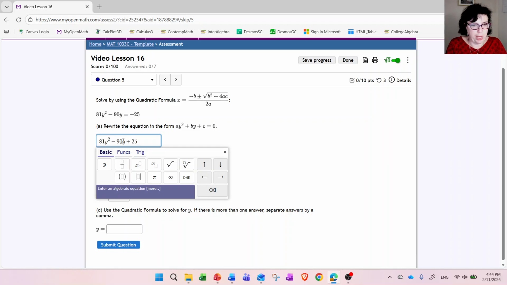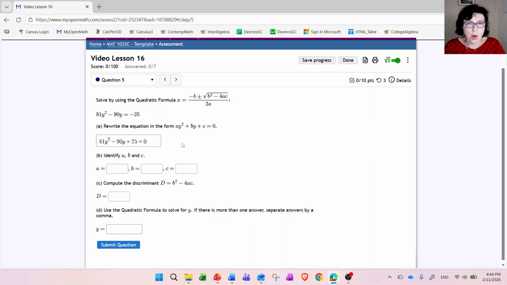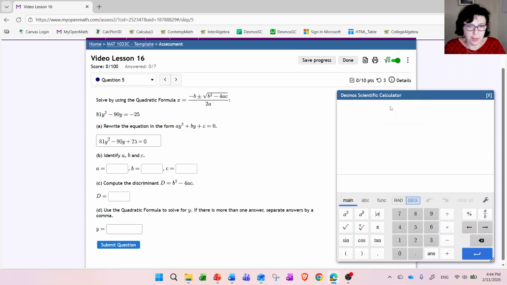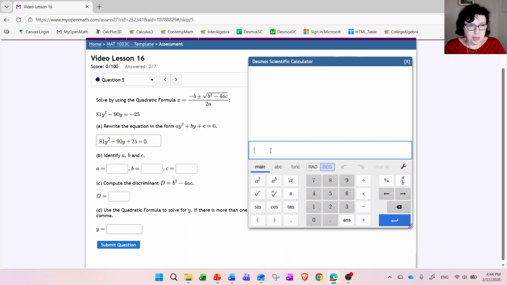And then basically when you add in 25, it moves the negative 25 to the left-hand side, becomes a positive 25, and on the other side, we just get 0. Now we are ready to identify ABC. Let's open Desmos calculator. Now A is the number in front of the square of the variable, whatever is your variable, X, Y, whatever. In this case, it's 81.